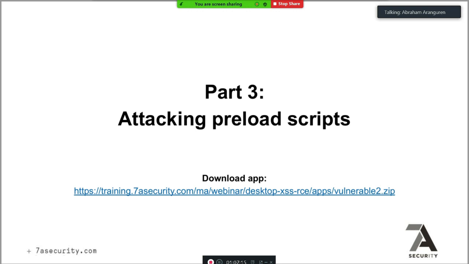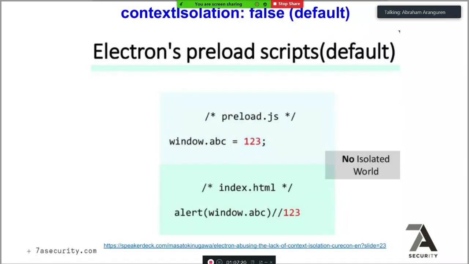Now for this one, we are going to use the vulnerable 2 app. What we are going to do here is attack the other security setting that we were talking about before: context isolation. This is a slide from Masato, a Japanese security researcher, really good, one of my friends from Cure53. In this slide, he explained it really well. You have a preload script and you have index.html.